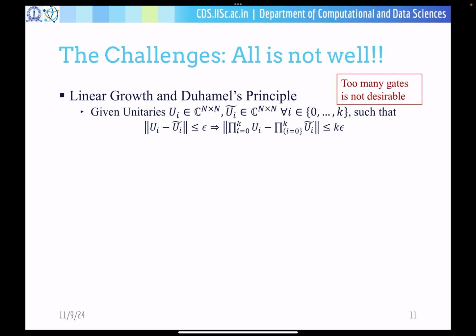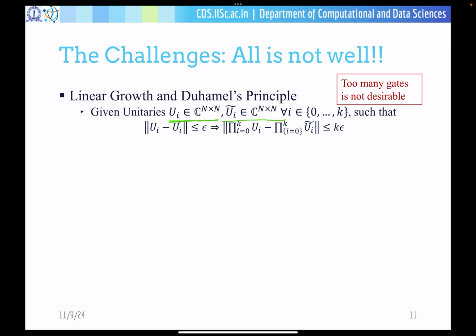Now, because it's a continuous state space, we might not be able to implement unitaries exactly. I mean, we can implement any unitary, but we might not be able to implement it exactly. So there might be some error in implementing unitaries. Suppose I want to simulate U_i, which is a complex n cross n matrix, and I'm able to implement U_i tilde, which is a good approximation to that unitary. Because we are in a continuous state space, we can get a good approximation, but it's hard to get exact values.